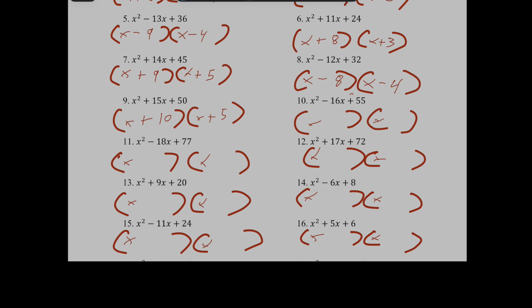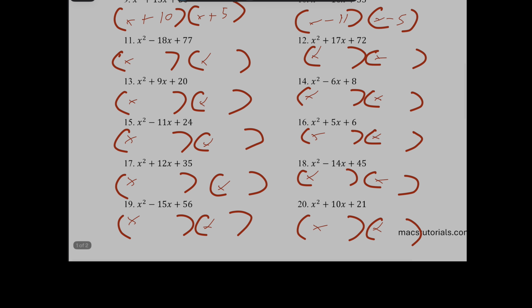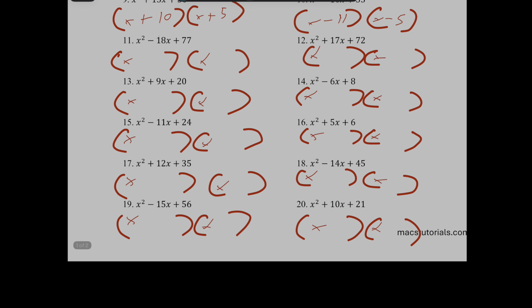Going on to number 10, third term is positive. So signs are the same. Take the sign of the middle, which is minus, minus. What multiplies to 55 and adds to 16? That would be 11 and 5. Okay, going on to number 11. Third term is positive. Signs are the same. Take the sign of the middle, which is minus, minus. And so now what multiplies to 77 and adds to 18? That would be 7 and 11. Negative 11 times negative 7 is positive 77. Negative 11 plus negative 7 is a negative 18.